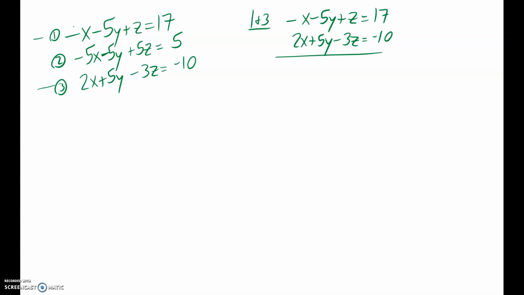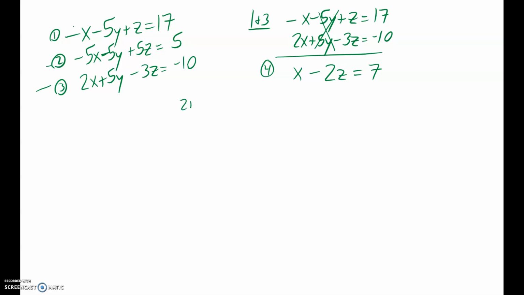So when I add these together now, negative x plus 2x is just x. The y's are going to cancel. Plus z minus 3z is negative 2z, and then 17 minus 10 is 7. This is now equation 4, and you notice it has x's and z's only. Okay? This time, instead of doing 1 and 3, I'm actually going to do now 2 and 3.